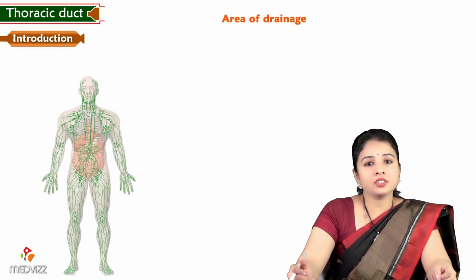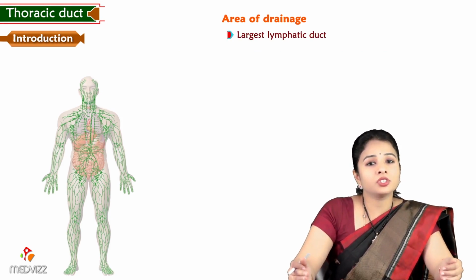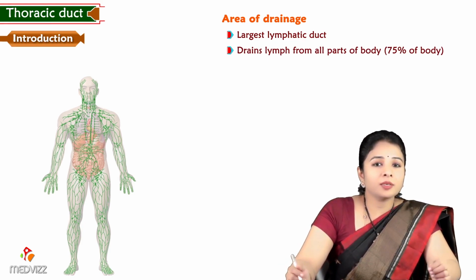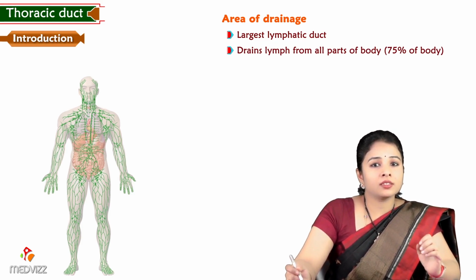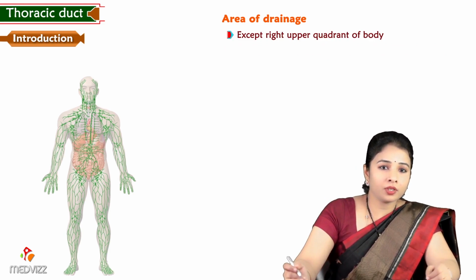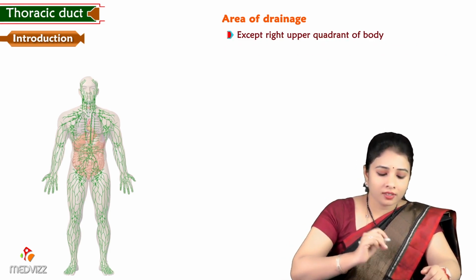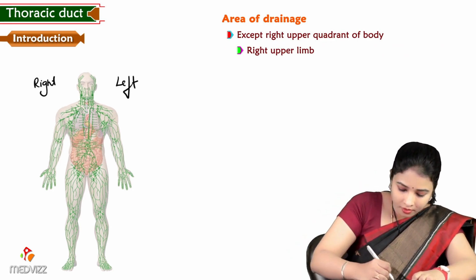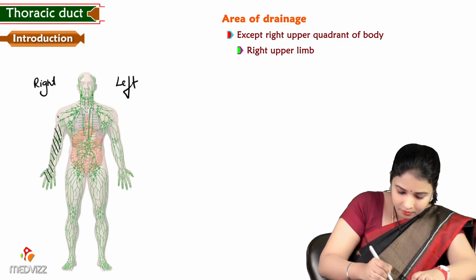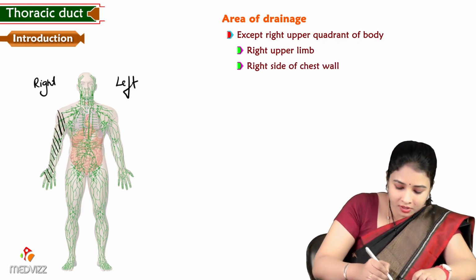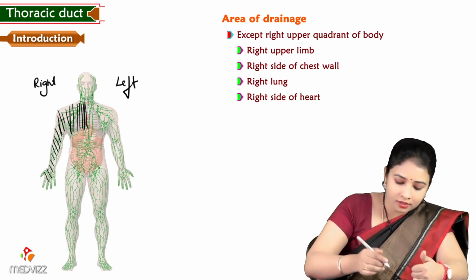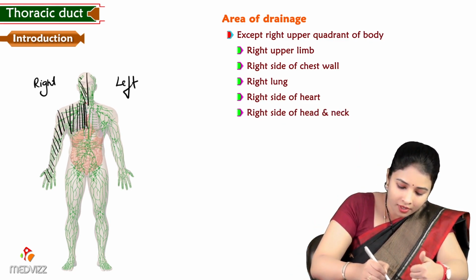Let's see the area of drainage of the thoracic duct. As we know, the thoracic duct is the largest lymphatic duct which drains almost all parts of the body, almost 75% of the body, except a few areas. So it does not drain the right upper quadrant of the body, that is the right upper limb, the right part of the chest, right lung, right part of the heart and right side of head and neck.